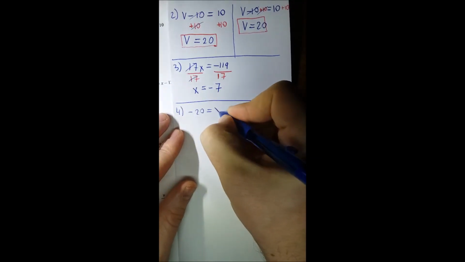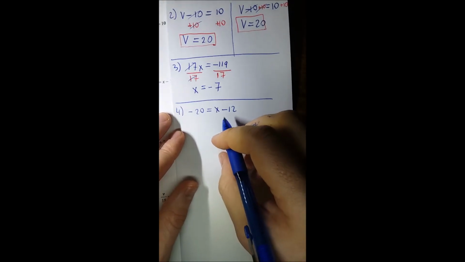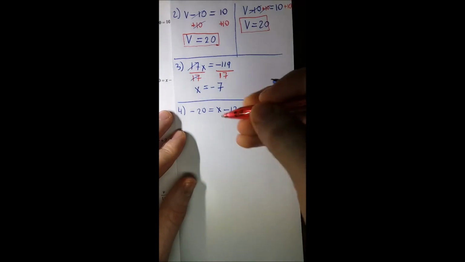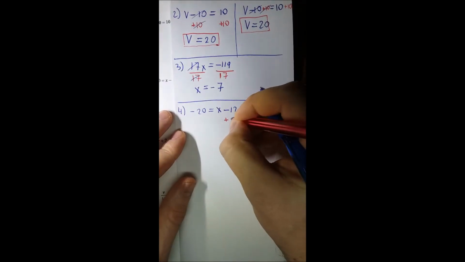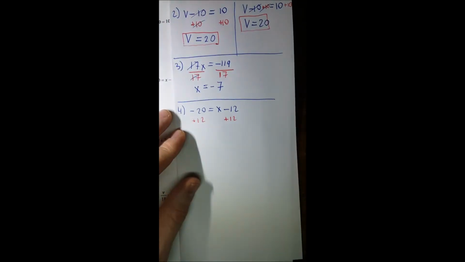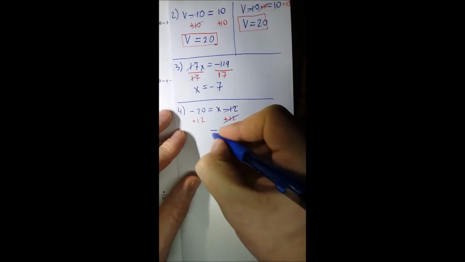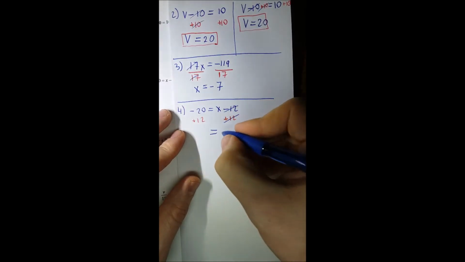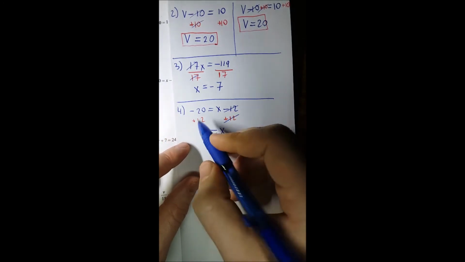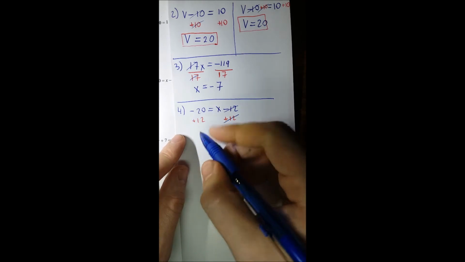Question 4. -20 equals x minus 12. Again, we have a subtraction here. So to undo subtraction, you do addition. Plus 12 to both sides. Now, in here, minus 12 plus 12 cancel out. We're going to keep writing down x, equals sign, and now on the other side is -20 plus 12.